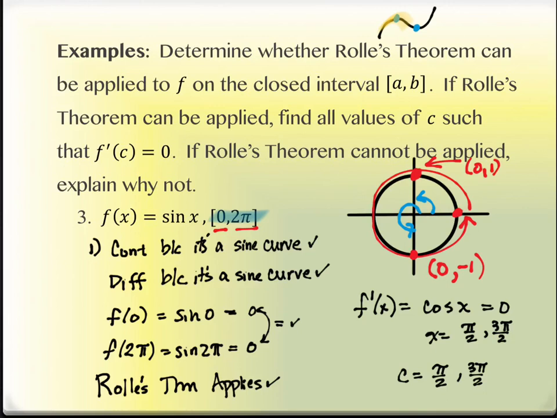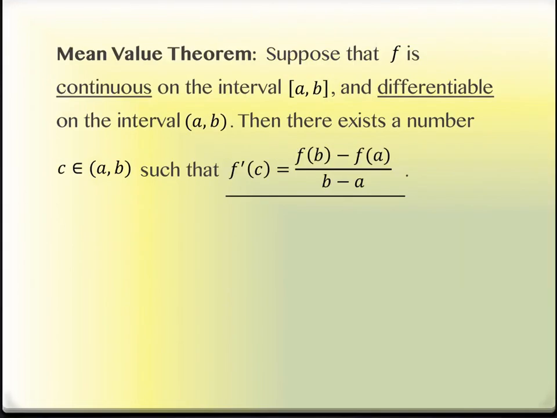Okay, so let's shift gears then to the mean value theorem. So I already sort of gave you a heads up that the mean value theorem is actually just an extension of Rolle's theorem, or Rolle's theorem is a specific case of the mean value theorem. So the mean value theorem says the following. We still have a continuous and differentiable function. Those two conditions are the same, but those are the only two conditions. There's no endpoints to check.